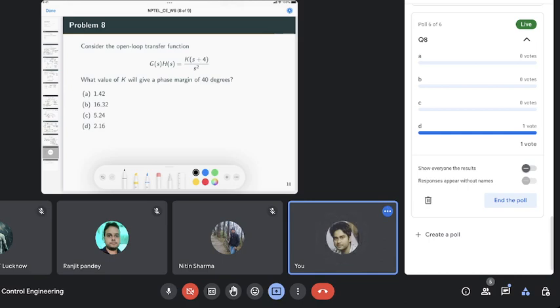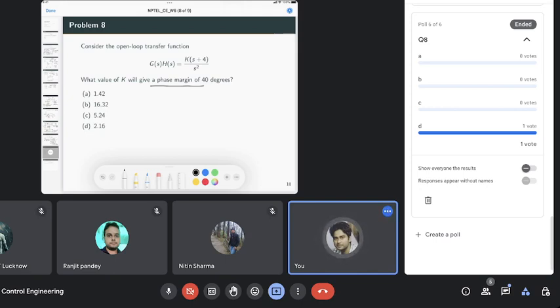Yeah, so then we will discuss this again. This question is similar to the previous year question, only instead of gain margin, you just need the phase margin. So the approach will be almost similar. The phase margin, as already said, is defined at the gain crossover frequency.